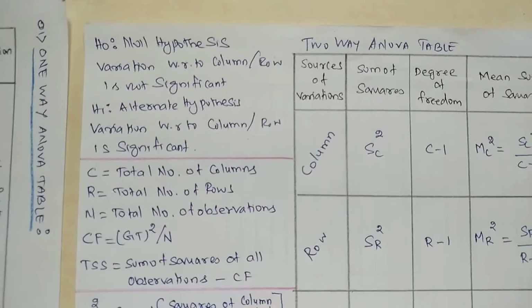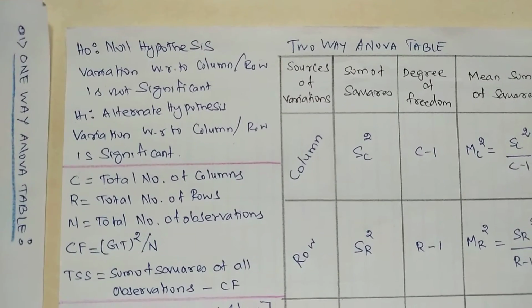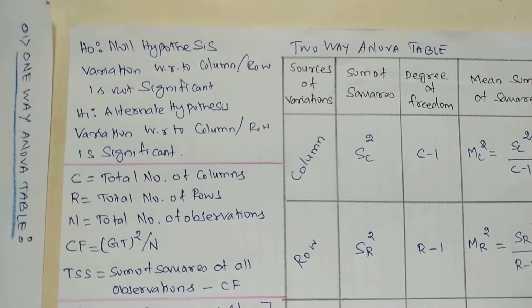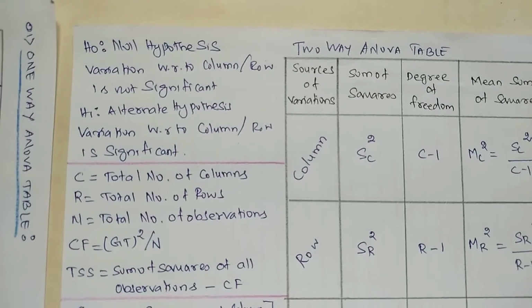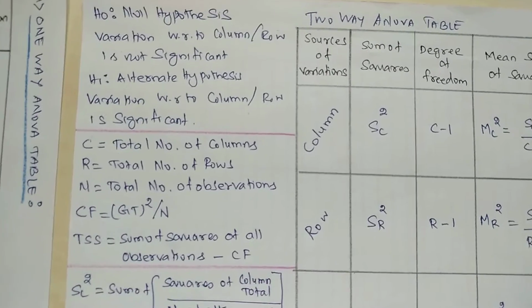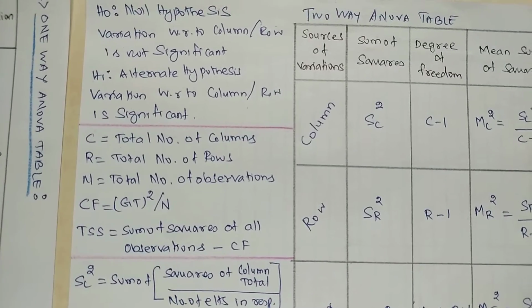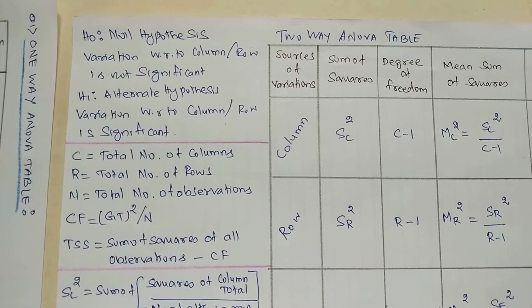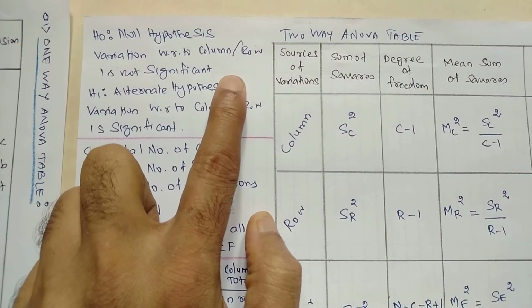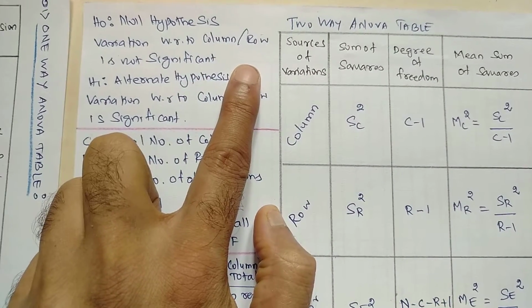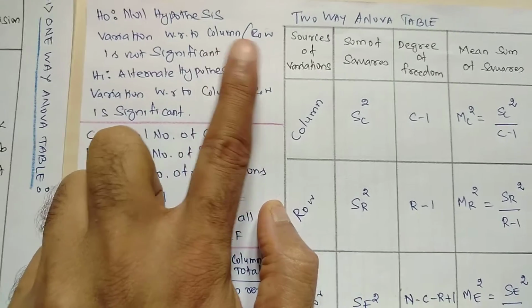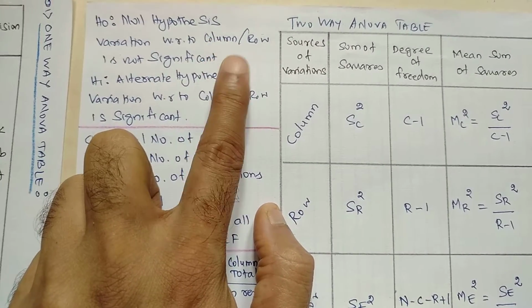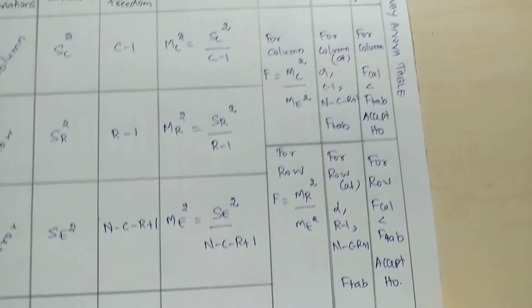So as I said earlier, we need to start from H0. What is H0? There is no significant difference between column and then row, since there are two factors. H1, what will be H1? There are some significant differences between column and then row. Sometimes what will happen? Both column and then row will be accepted, or both column and then row will be rejected, or column will be accepted, row will be rejected, or column will be rejected, row will be accepted. Based on this only we are going to give the conclusion.